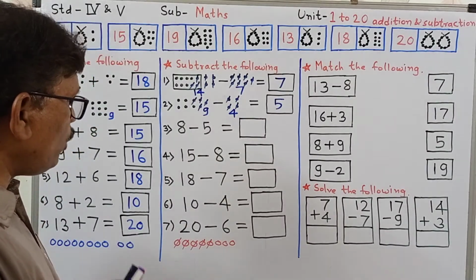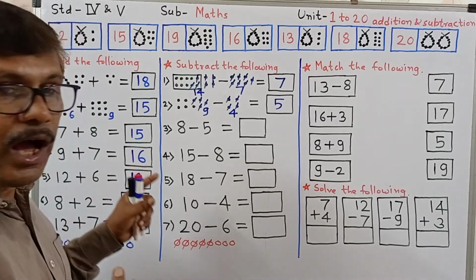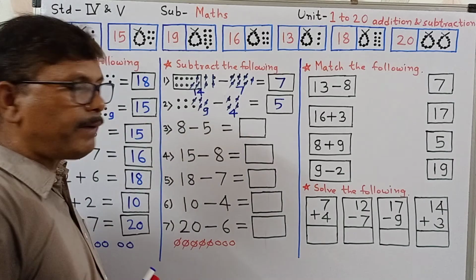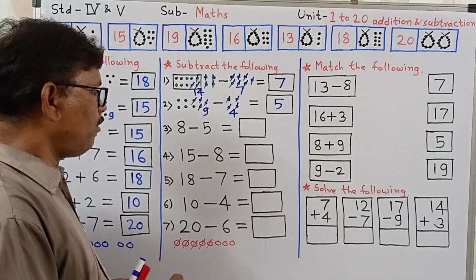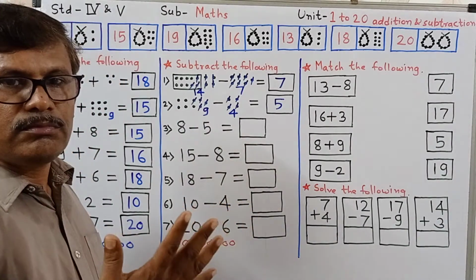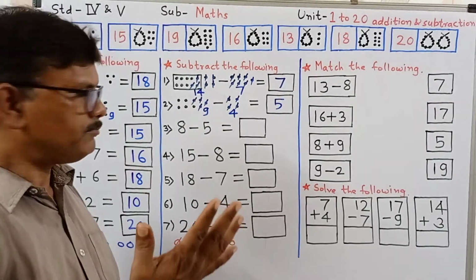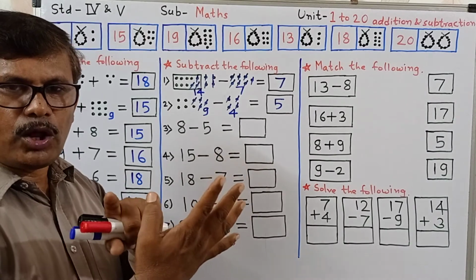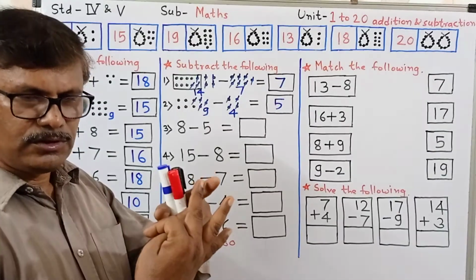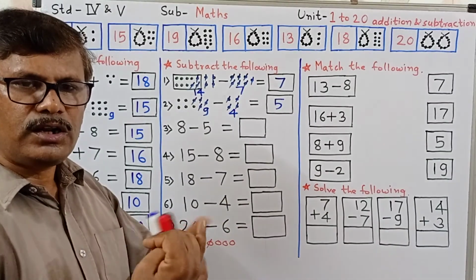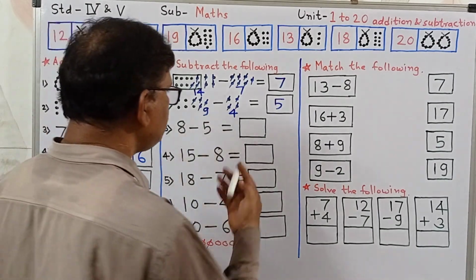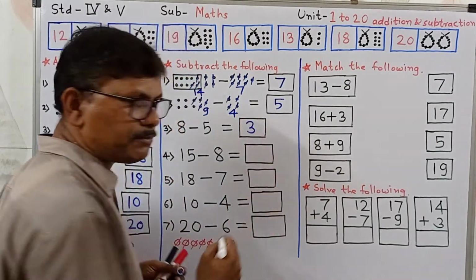So now we take the second method, that 8 minus 5. So take 5 fingers and count down. Count before numbers. That before 8: 7, 6, 5, 4, 3. Which number has come? 3. So the answer is 3. This is the second method.